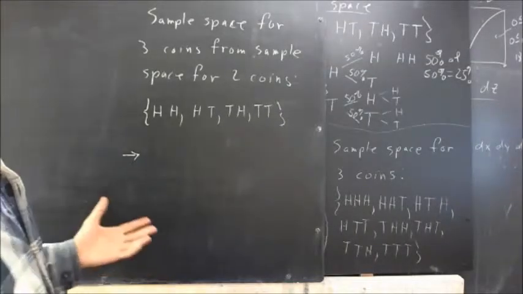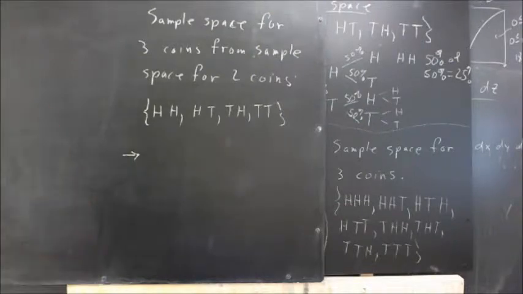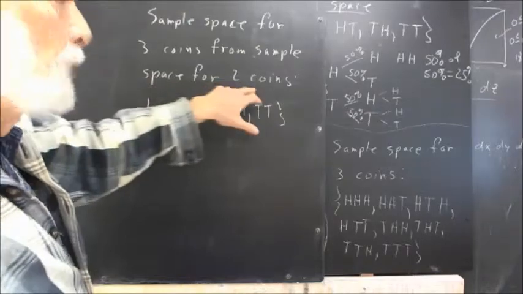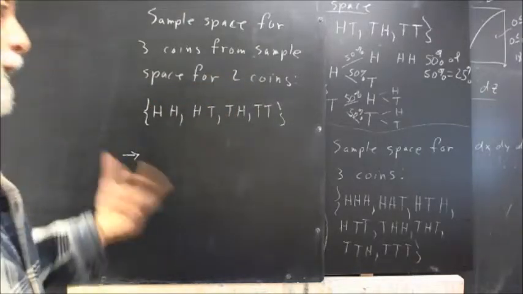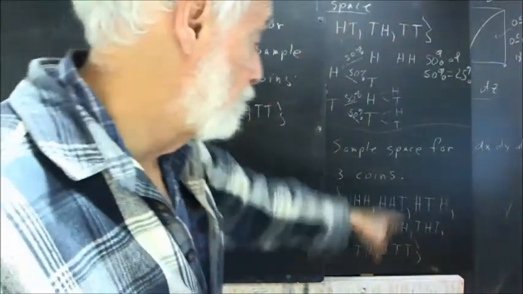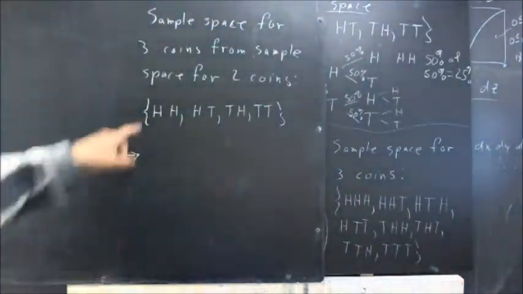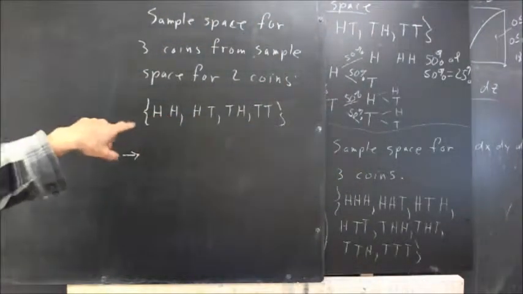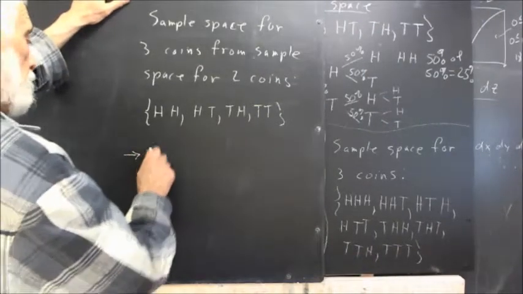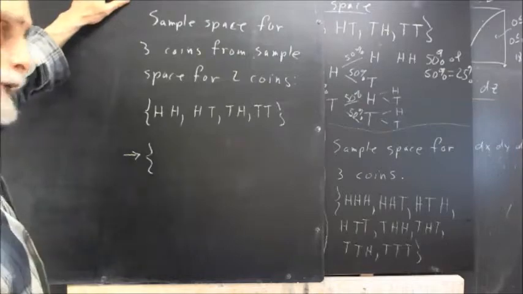Okay, extending what we see just a little bit. To get a sample space for 3 coins from the sample space for 2 coins, it's just another way of getting our sample space. We've seen that we can do a tree diagram, we can do an alphabetical listing. We take the sample space for 2 coins and we're going to generate the sample space for 3. And the way we do this is quite simple.